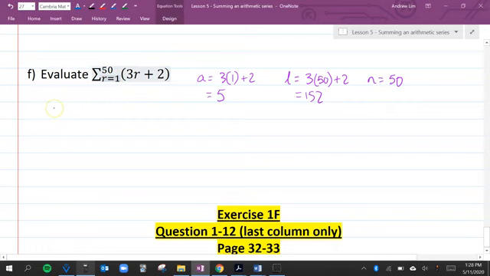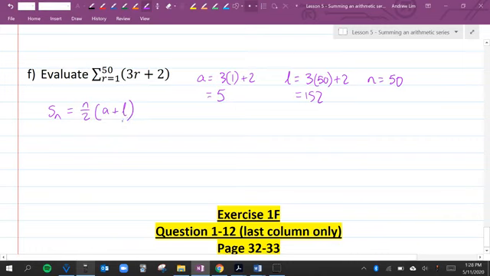Alright, so because we have the first and last term, we can actually use that formula. S sub n is equal to n on 2 bracket a plus l. So the sum of the first 50 terms is equal to 50 on 2, which is 25, times a, which is 5, plus 152, which is l. And when we put that in our calculator, we get an answer of 3,925.